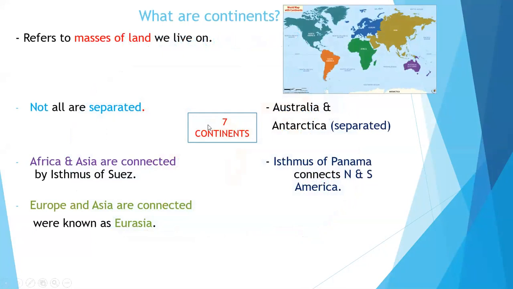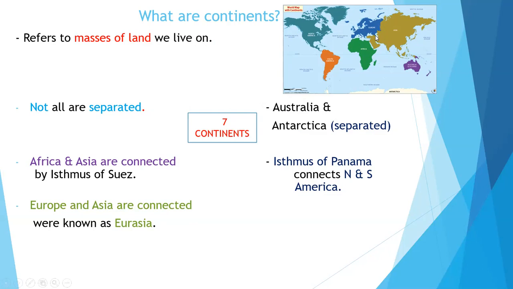What are continents? As you see in the picture here, they are masses of land that we live on. Each continent represents a mass of land around the world. Now, as you will notice in the picture, on the world map, not all the continents are separated. Here we see that South America and North America are somehow linked.